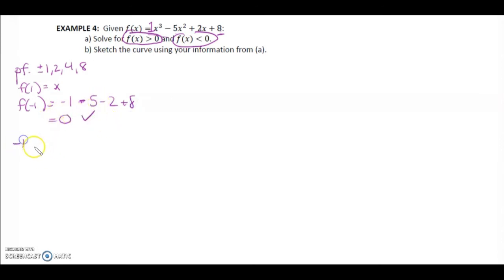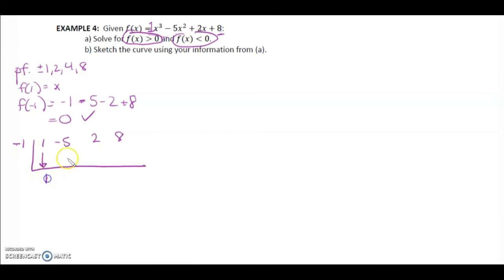So -1 is going to be one of the roots. And we're going to do synthetic division. So we're going to use the coefficients here: 1, -5, 2, and 8. Okay, bring down the 1.